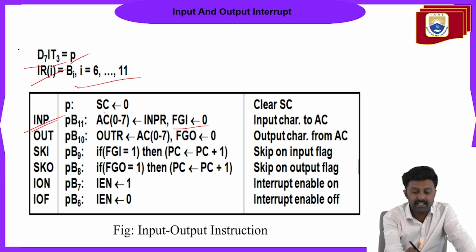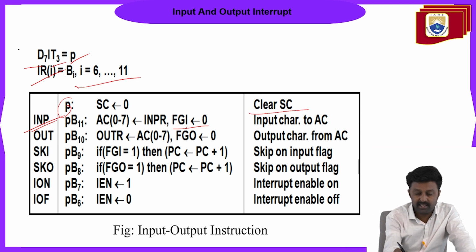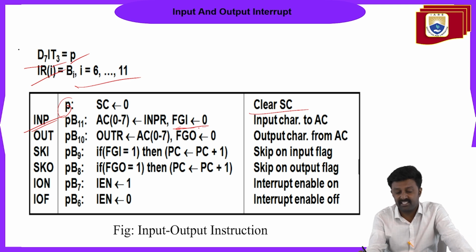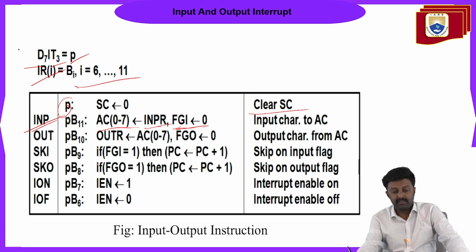So let us say if you write SC. So here P is this SC. P will represent clearing the SC register. Then in the input register, the flag input is initially set to 0. Then the content of the input register will be moved to the accumulator.